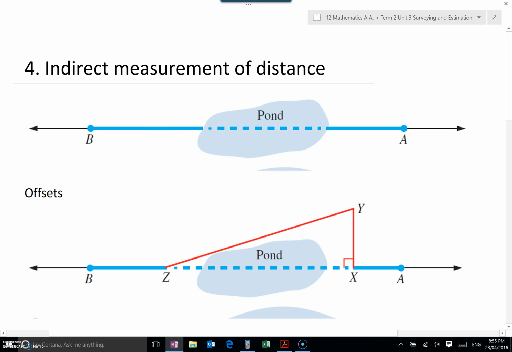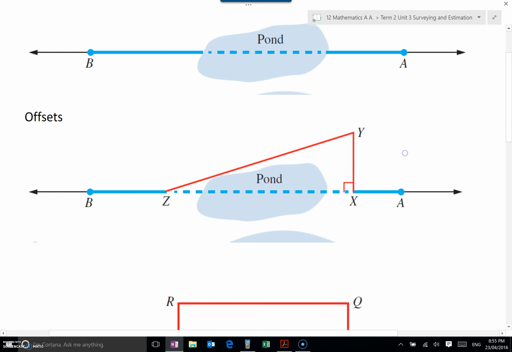So I need to measure it in an indirect manner, using other measurements to somehow calculate the distance between the two banks of this pond. There's a few different ways we can go about doing this. One way is using offsets. So I could, at X, put a perpendicular, since it's at right angles, offset to a point Y.